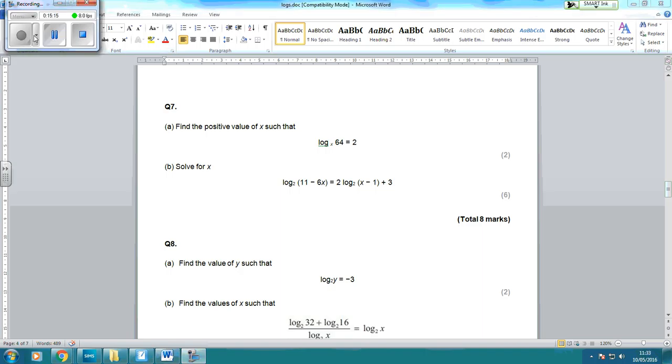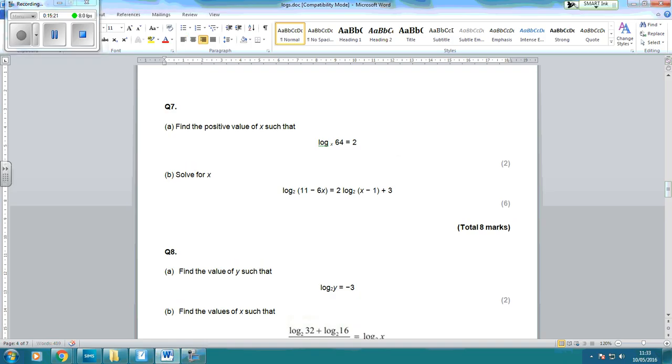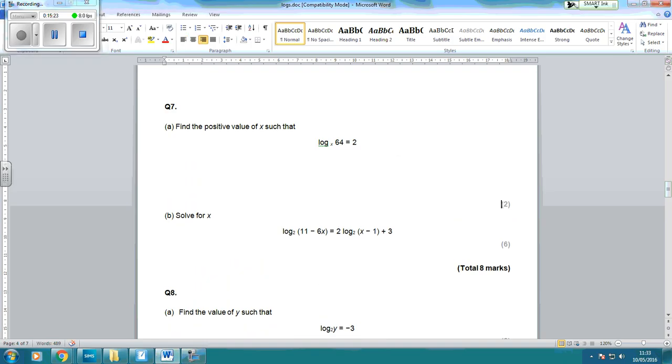Okay, so the next one that we're going to be looking at is: find a positive value of x such that something to the power of 2 equals 64. So again, it's just knowing that. That says a positive value, so obviously minus 8 squared equals 64, but also 8 squared equals 64.